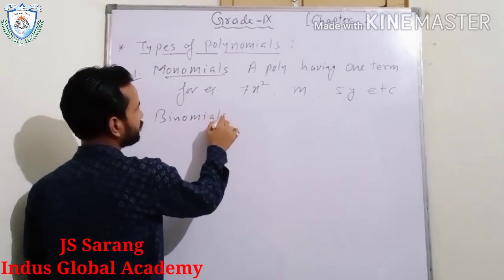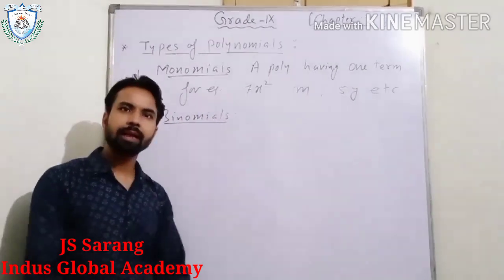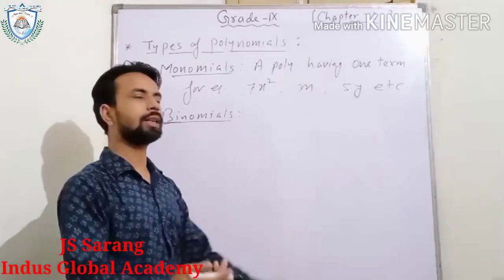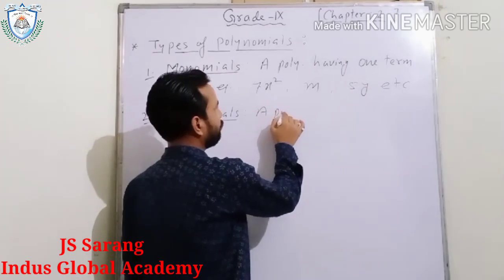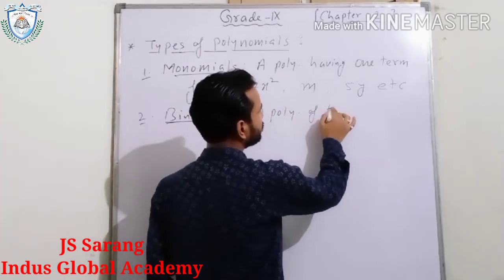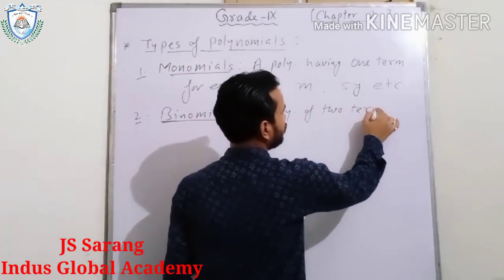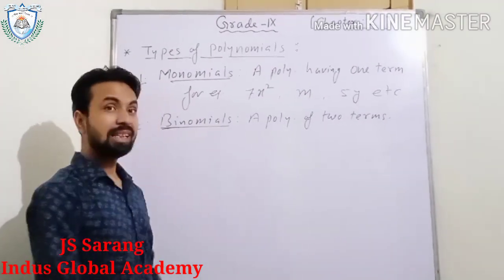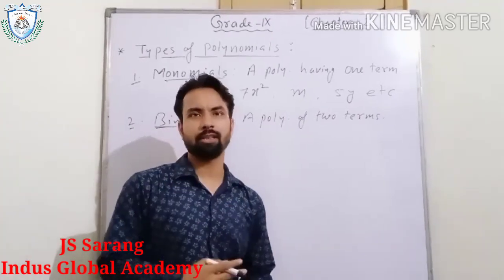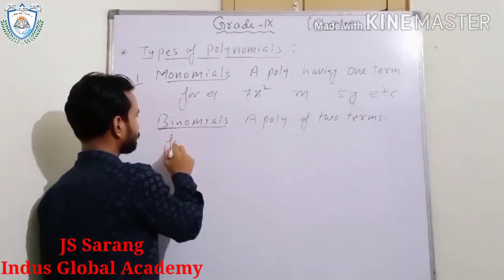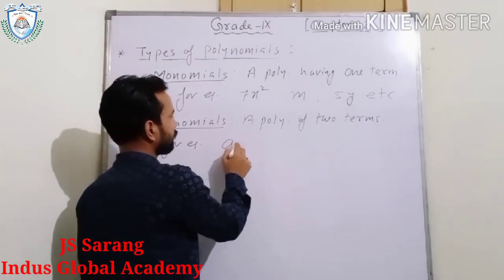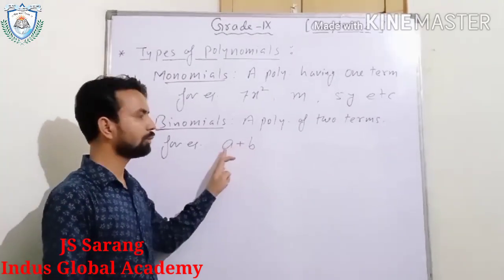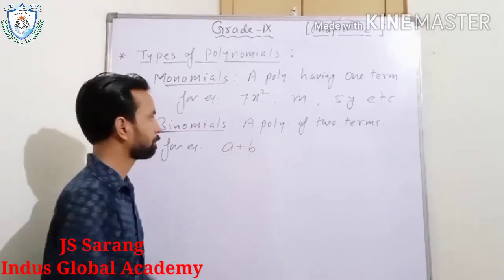Second type is binomials. Bi stands for 2. A polynomial of 2 terms is known as binomial. Means a polynomial in which 2 terms are present. For example, a plus b. So 2 terms are here. One term is before the plus sign and one term is after the plus sign.